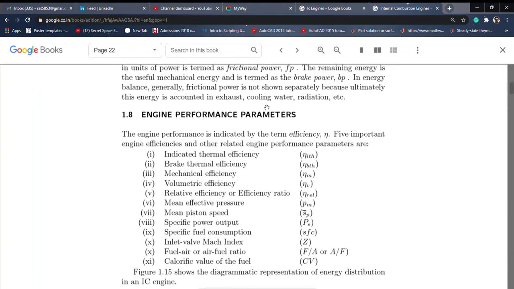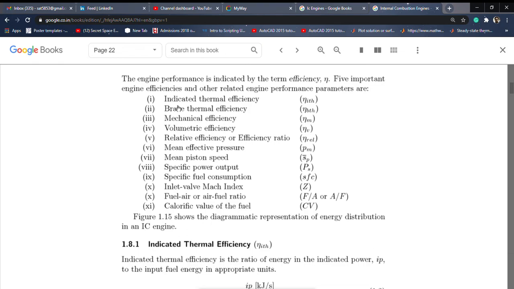We will start with engine performance parameters. So there are different parameters for engine performance. The engine performance is indicated by the term efficiency. There are five important engine efficiencies and other engine performance parameters. The first is indicated thermal efficiency.